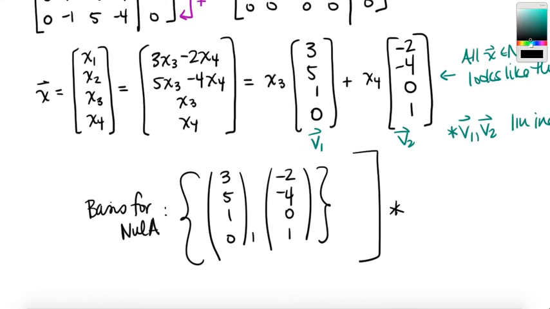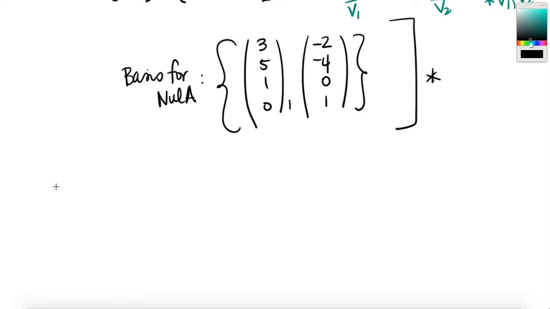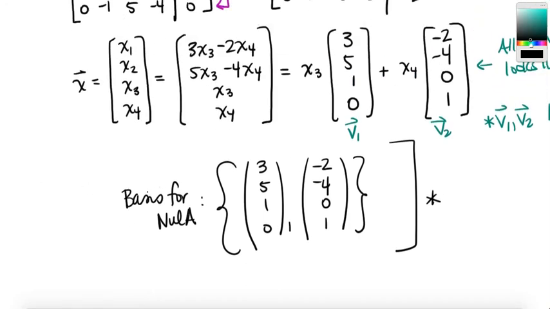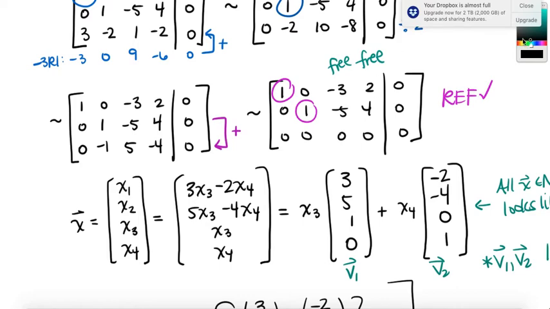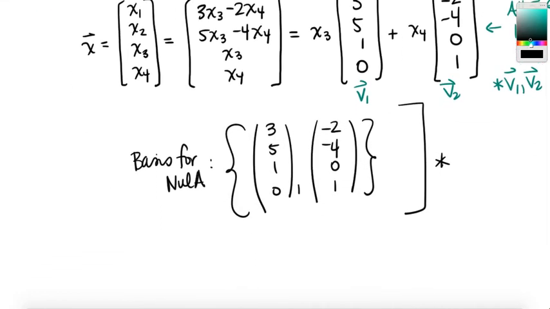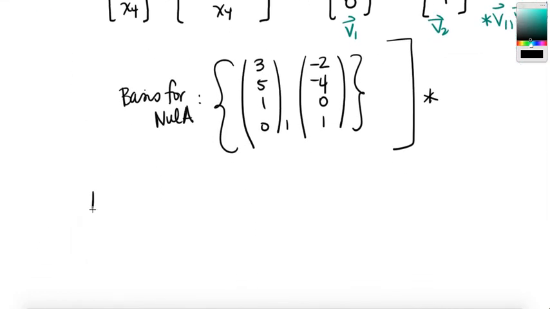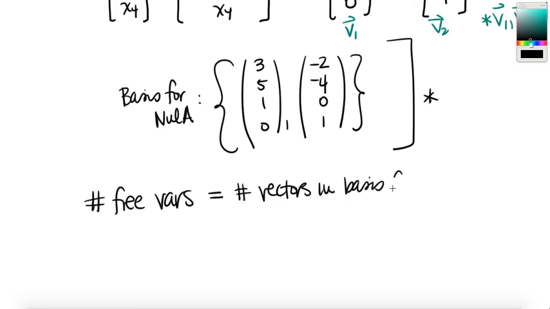A couple of things here. Notice, let's go back up to our reduced echelon form. Here we had 2 pivots and 2 free variables. And because we had 2 free variables, we got 2 pieces in our parametric vector form. So we're always going to get this correspondence: the number of free variables is equal to the number of vectors in a basis for the null space. So that is one thing that we notice here.